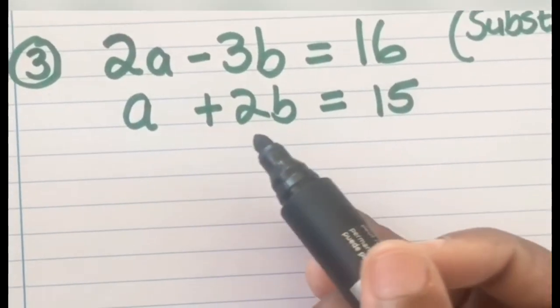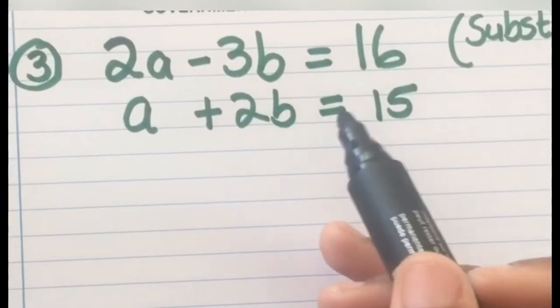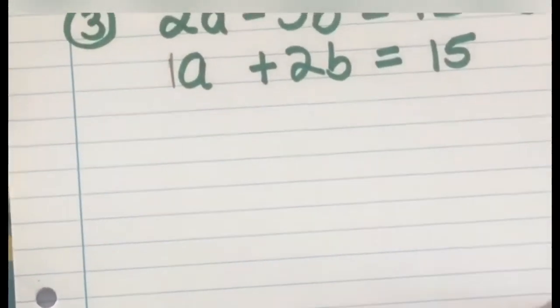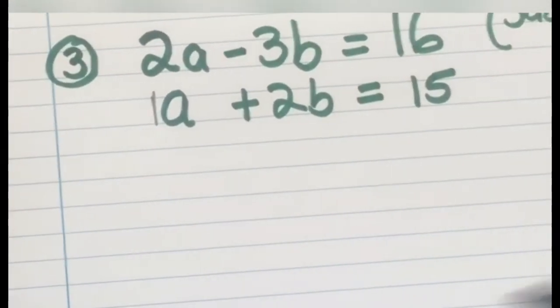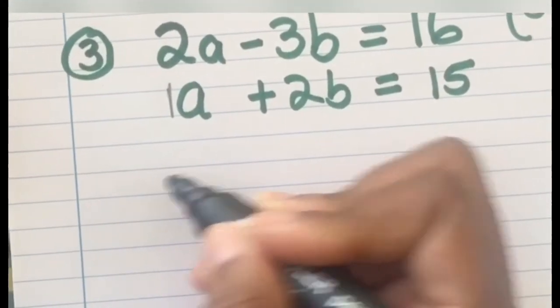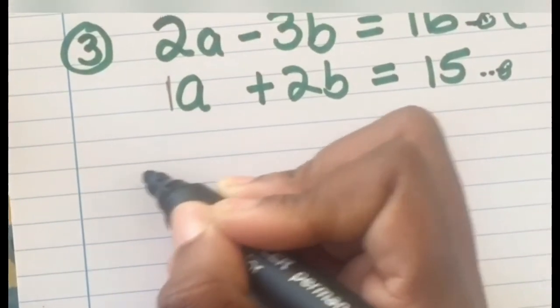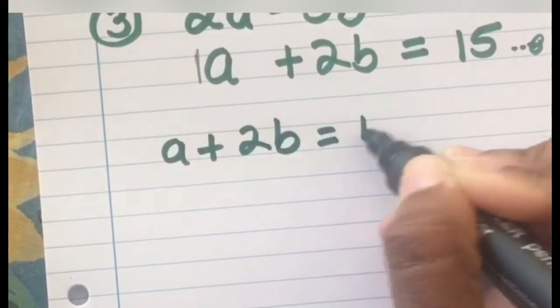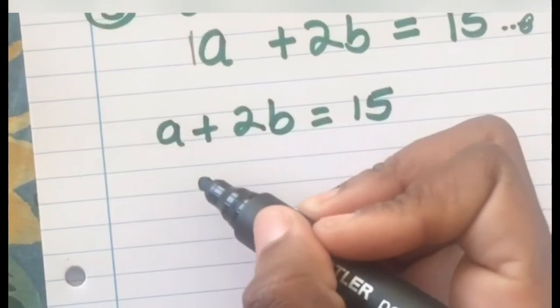What you're going to do is try to find which method fits here. For example, in this set of equations, the coefficient of a is 1. So I can actually use substitution. I'm going to take my second equation, which was a plus 2b equal to 15, and make a the subject of the formula.